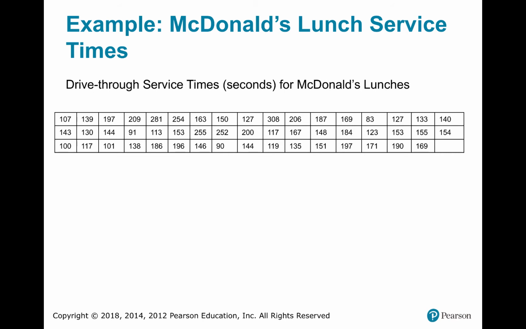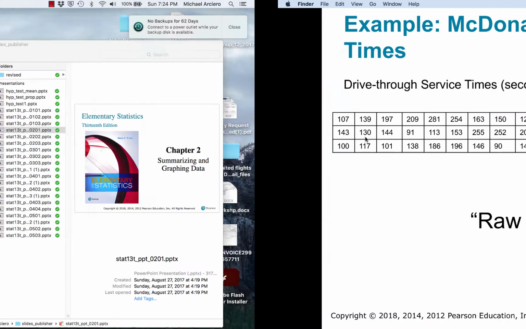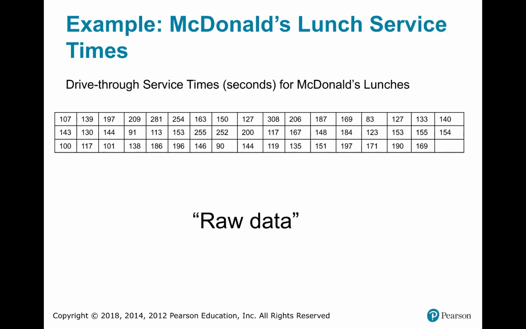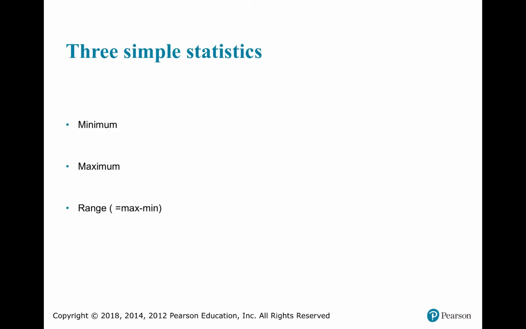This is the time that customers waited at McDonald's. There's not much you can do with raw data, but there are a couple of simple questions you might ask. What's the fastest that any customer got through? What's the longest that a person waited? And the range, the max minus the min.